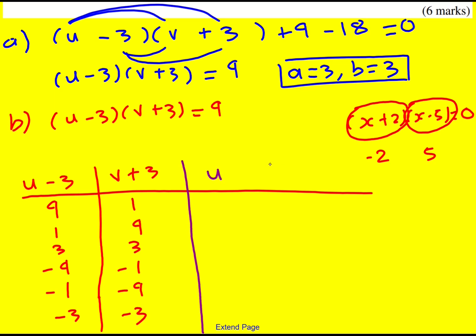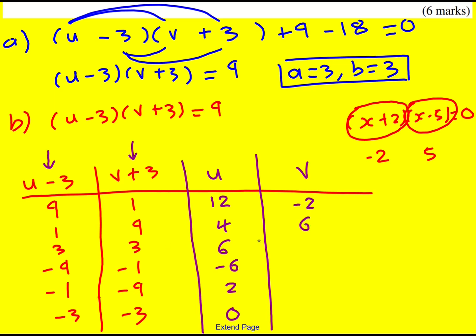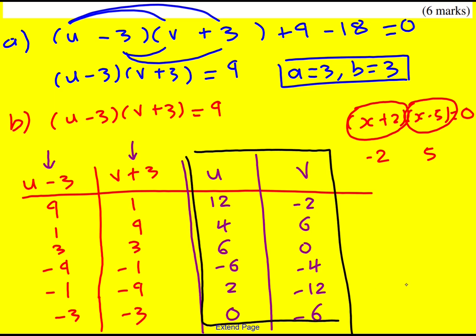Okay, so just got to work back now to u and v. So I'm going to take this column and add 3 to every value. 12, 4, 6, minus 6, 2, and 0. Just do this really carefully. And then minus 3 from each of these values to give me v: minus 2, 6, 0, minus 4, minus 12, minus 6. And you don't need to write them out again. It's pretty clear how they pair up. Those are our solutions.